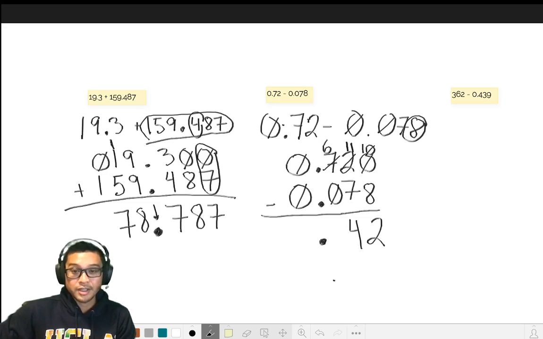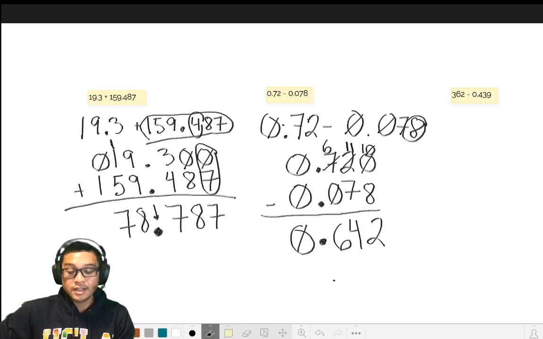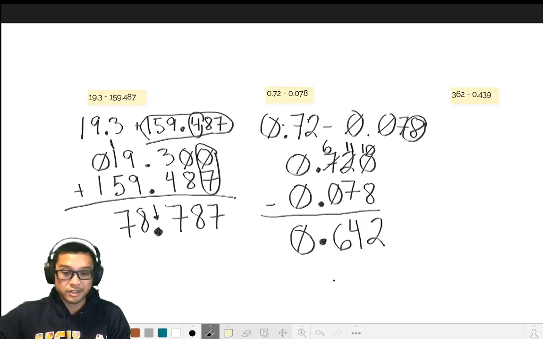And then here, we can take away nothing from 6. So 6 take away 0 is going to give us 6/10ths. And then over here, this is just going to be a 0. And so our final difference is 642 thousandths. So you can see subtraction is a little bit trickier than addition.